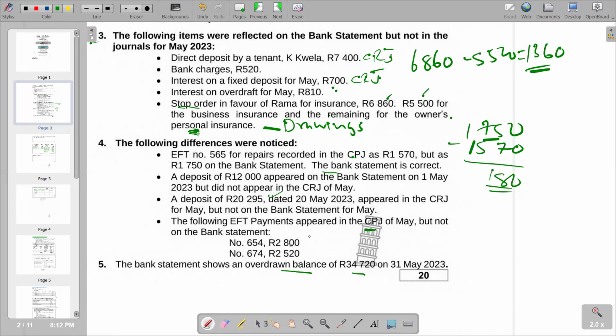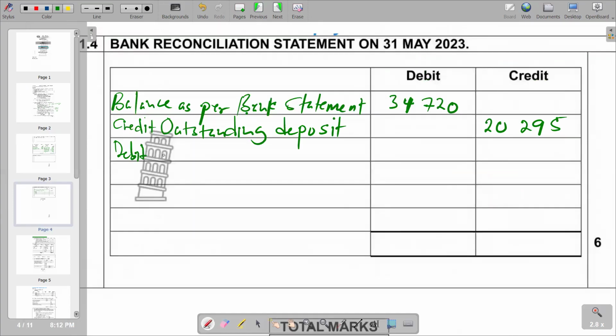Next, EFT payments appeared in the cash payment journal, the CPJ of May, but not on the bank statement. If they are EFT payments, they are supposed to be shown on the debit side of the bank statement, but the statement is saying they are not there. So we need to put them in the bank reconciliation on the debit side. So we are saying debit outstanding EFTs.